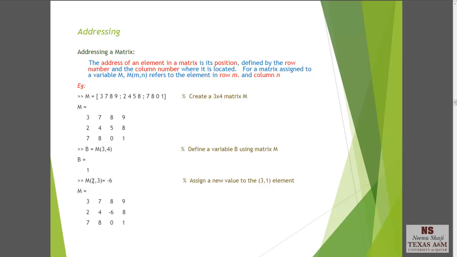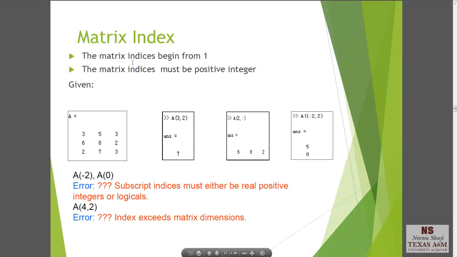If you want to replace the element in the second row and third column, which is a 5, with a negative 6, we say M of 2, 3 equal negative 6. So it assigns a new value to the second row, third column. The matrix indices begin from 1. The matrix indices must be positive integers.